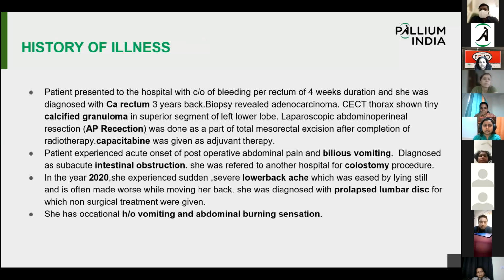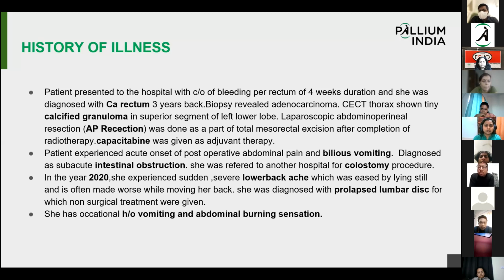History of illness. Patient presented to the hospital with complaints of bleeding per rectum of 4 weeks duration, and she was diagnosed with CA rectum 3 years back. Biopsy revealed adenocarcinoma. CECT thorax showed a tiny calcified granuloma in the superior segment of the left lower lobe. Laparoscopic abdominoperineal resection, that is AP resection, was done as a part of total mesorectal excision after completion of radiotherapy. Capecitabine was given as adjuvant therapy.